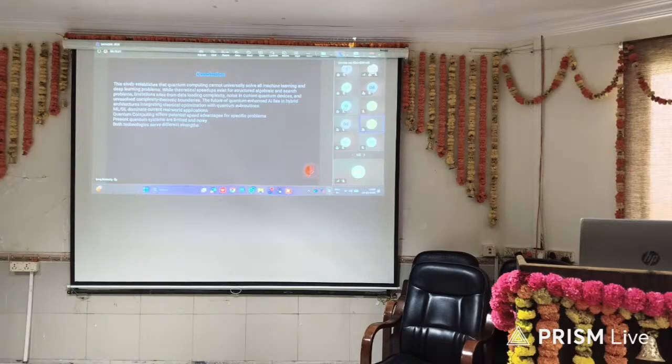The future of quantum enhanced AI lies in hybrid approaches, since machine learning and deep learning dominate current real-world applications. Finally, I'm saying that quantum computing would not replace machine learning or deep learning. It just modifies some problems where machine learning can't speedily provide the output. In the sense of quantum computing, it can provide faster output. But the limitation is it can only provide for some specific problems.